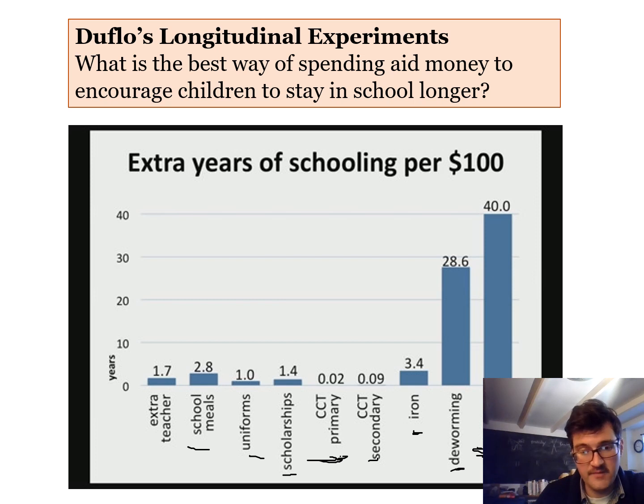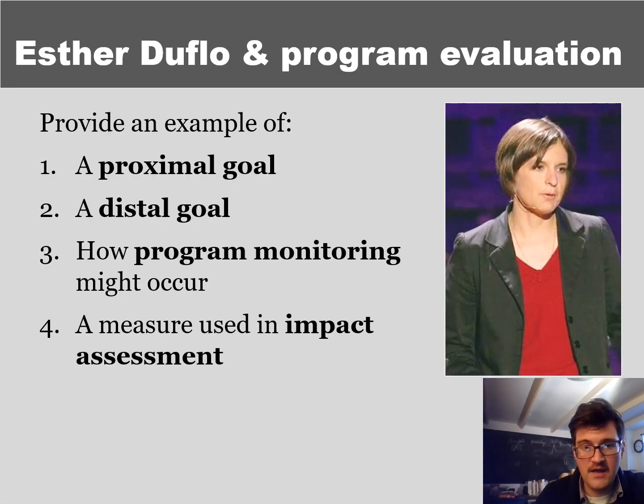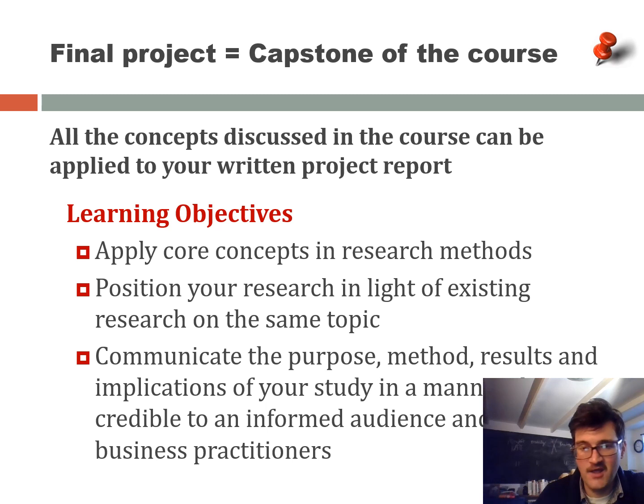A lot of people would tend to think that hiring an extra teacher would be the most helpful, but it increases schooling by less than 2 years. School meals get you almost 3 years, uniforms very little. These interventions essentially get you nothing. Iron, that's not a bad investment. You get almost 3.5 years out of it. But this is huge. Just crazy big. Anyways, that would be much better if we were in person.